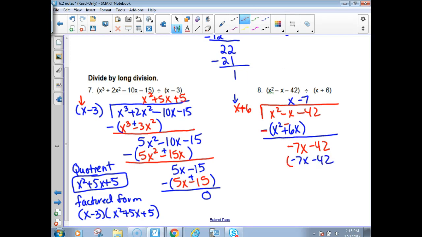And then I subtract that, and it's the opposite. So we know we get 0 because these match. All right. That means this is the factorization of this. So the quotient for this problem is x minus 7. The factored form, of course, and you might have recognized what was going to happen anyway, is x plus 6 times x minus 7.